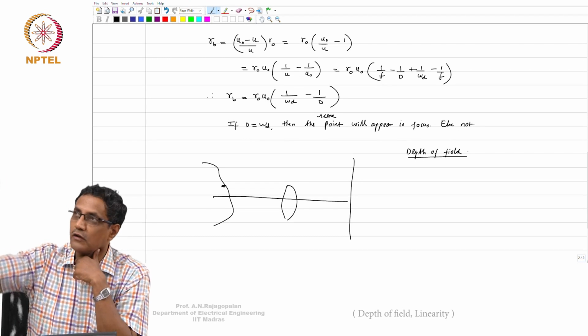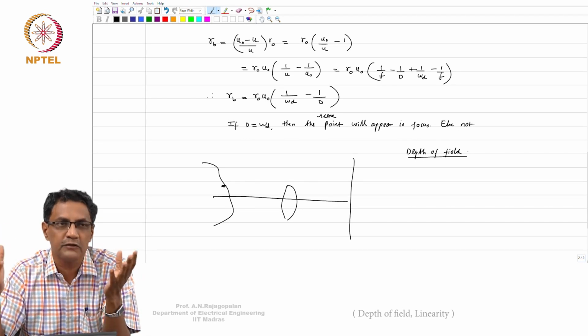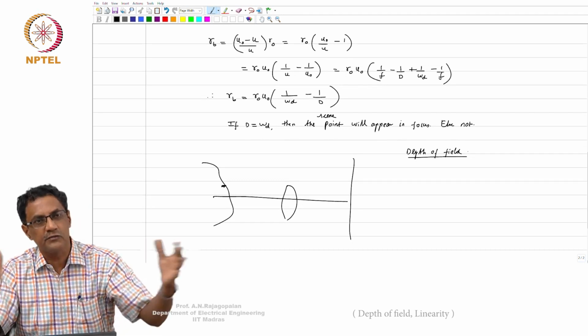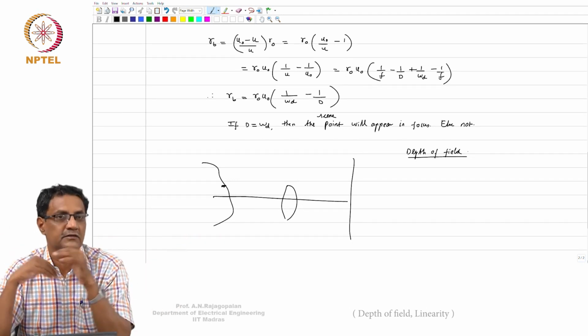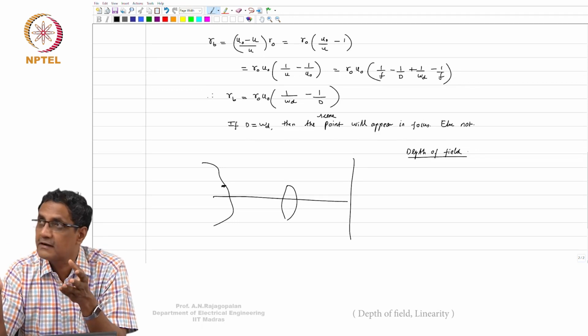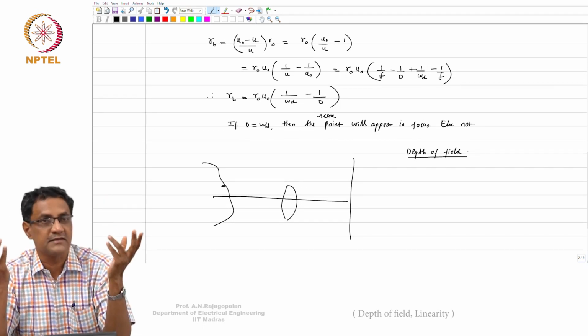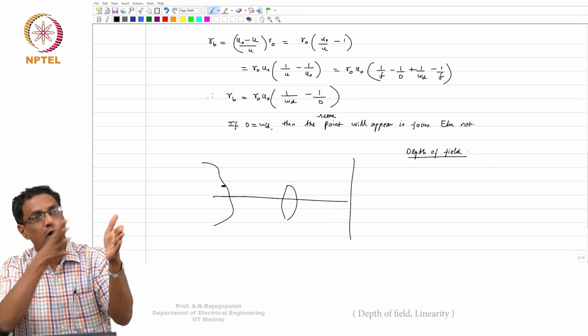If I see that all of it is in focus, then either I can conclude that this depth of field is probably very large. That is why, irrespective of where the objects are, everything is coming in focus. But if I know the depth of field for that lens, and I still see that everything is coming in focus, then it means that probably the scene is a planar scene, which is why I can bring all points into focus.